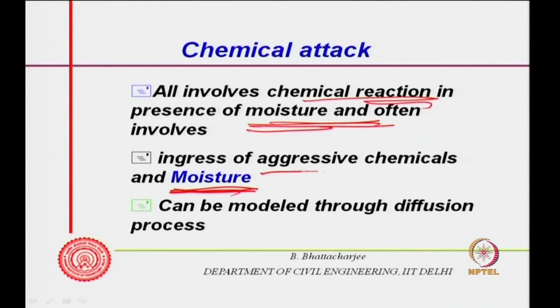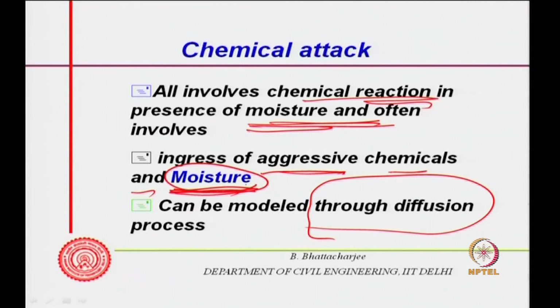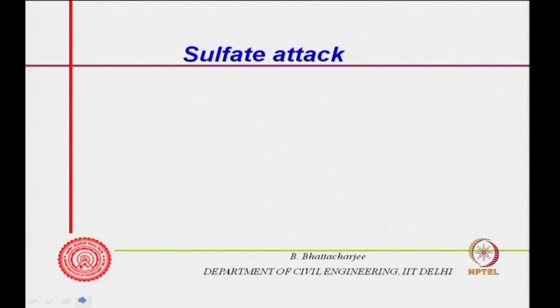And in many cases, of course, ingress of aggressive chemicals from outside takes place. In some cases you can model them as diffusion processes; diffusion we will define sometime later on. But what we have to understand, and this is most important, is that moisture is most important. If you can keep moisture out, all problems are solved. And in some other cases, it is mostly aggressive chemicals from outside that come and attack the concrete and cause degradation of the material.